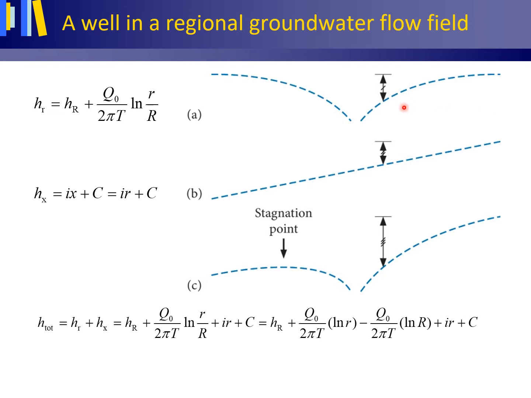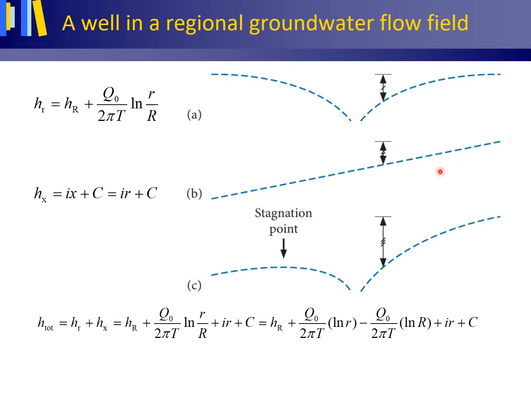This figure shows the potentiometric surface, the pumping cone or drawdown curve, due to groundwater extraction by a pumping well in cross-section view. Figure A, in the absence of a regional groundwater flow field, and figure C, in a regional groundwater flow field. As in all earlier derivations, for an unconfined aquifer, the Dupuit-Forheimer assumptions apply. Figure B shows the potentiometric surface of the regional groundwater flow field itself. Please note that the curve of C is obtained by summation of the curves for A and B.